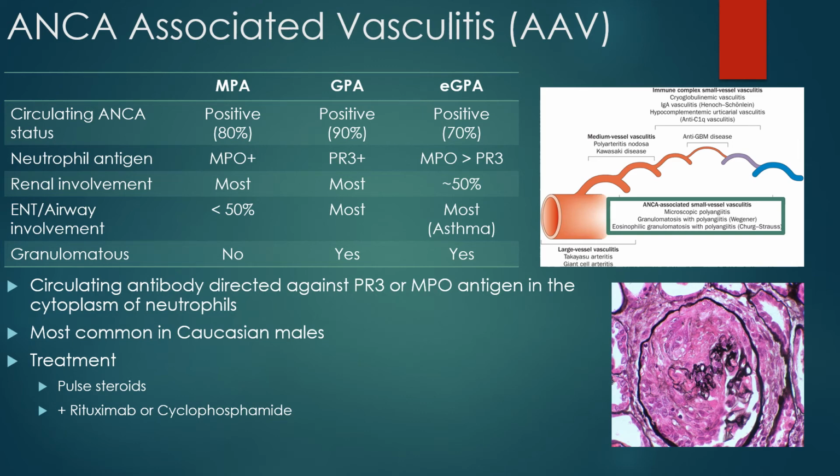On kidney biopsy, on light microscopy, you will see segmental GBM breaks, necrosis, and crescents, and the disease is termed pauci-immune as the immunofluorescence is negative and there are no deposits on electron microscopy. The treatment for ANCA-associated vasculitis is pulse steroids and the use of rituximab or cyclophosphamide. PLEX can be considered in the setting of severe disease, such as pulmonary hemorrhage.